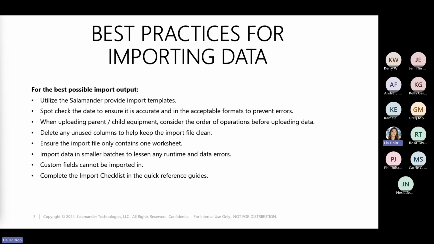When uploading parent-child equipment, make sure that you're considering the order of operations before you're uploading that data. So go back through and look at those multiple workflows I have in the quick reference guide. Make sure you're deleting any unused columns to help keep the import file clean. Those columns don't have to be in any order. The column header names are what's important. So if you have organization name in column D instead of column A, the import wizard doesn't care. All it's looking for is, is there an organization name column listed? And does it have the records? Do they have the correct organization information?